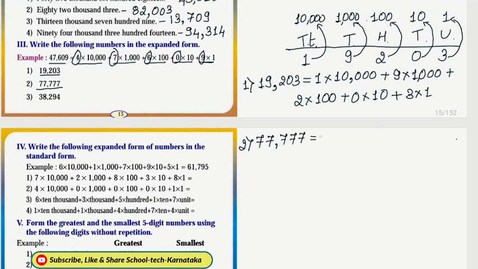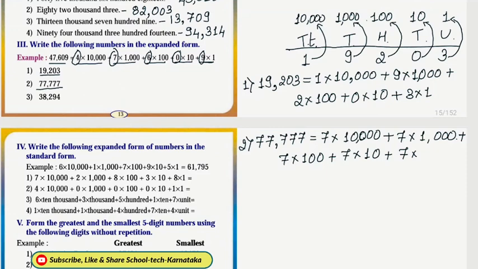77,777. So we write it as 7 into 10,000 plus 7 into 1000 plus 7 into 100 plus 7 into 10 plus 7 into 1.